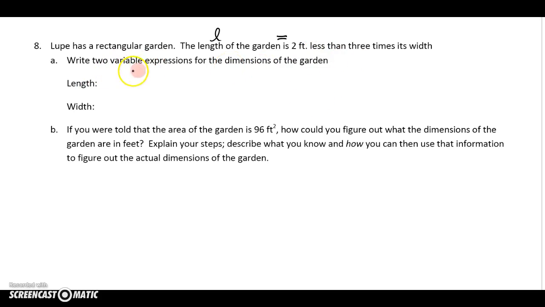All right, so write 2 variable expressions for the dimensions of the garden. So what is the length? Okay, so the length is 2 feet less, so it's smaller than, so it's 2 less than 3 times the width. So the length is 2 feet less than 3 times the width. So the length is 3 W's, so 3 times the width minus 2.